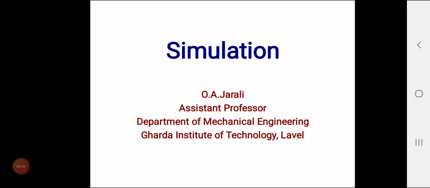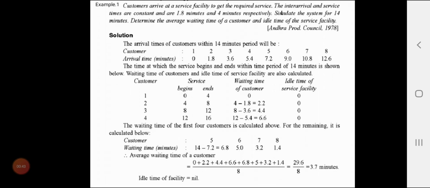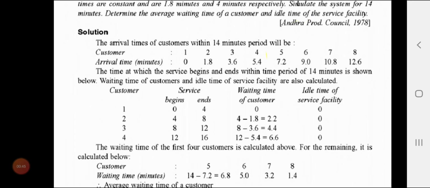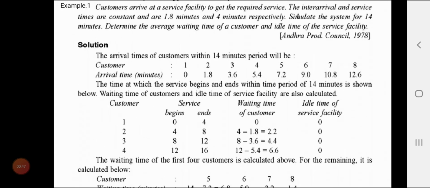So let us see one problem. Read it carefully. Example 1: customers arrive at a service facility for the required services. The interval and service times are constant and are 1.8 minutes and 4 minutes respectively.